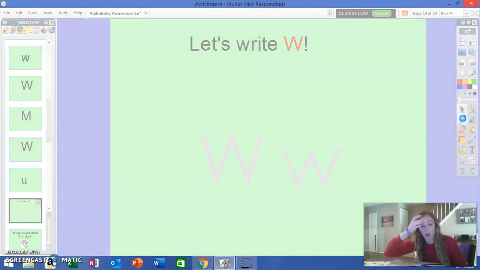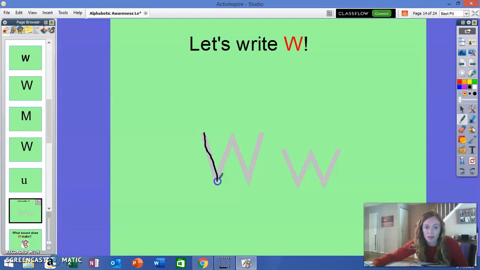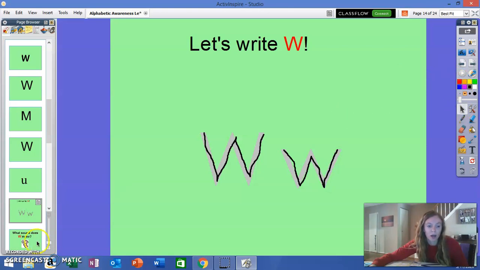And this time, we are going to do it on our screen so that we can see the pencil marks moving and creating the letter W. In order to trace the letter W, I'm going to start at the top because when we write our letters, we always start at the top. I'm going to go down, back up, down, back up. Let's do the lowercase. Start at the top, down, back up, down, back up. Awesome job.